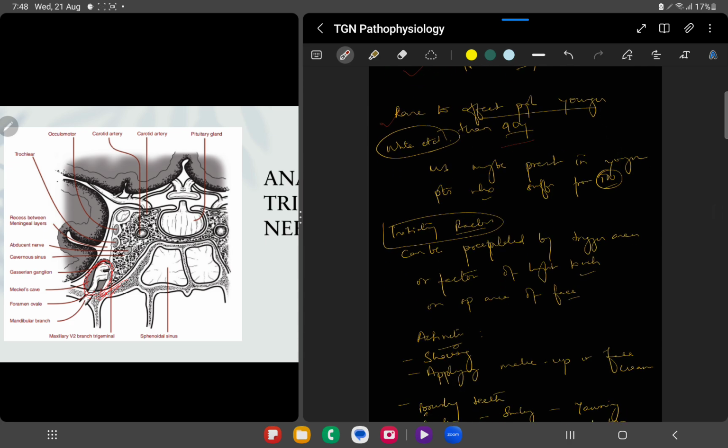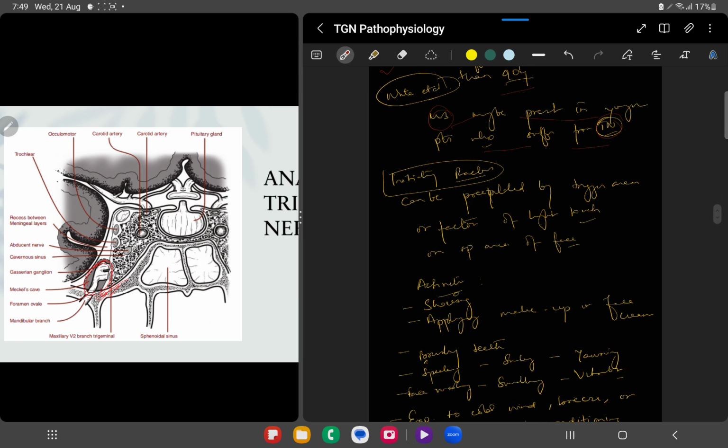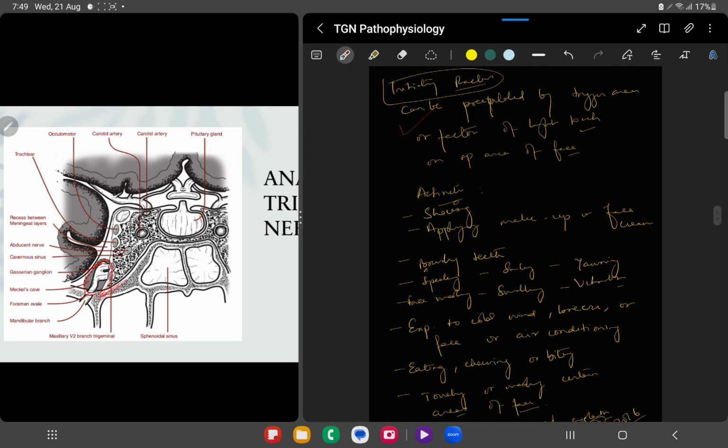However, exceptions always exist. It may be present in younger patients who suffer from trigeminal neuralgia. Multiple sclerosis may be present in younger patients. So the initiating factors can be precipitated by the trigger areas or by touching the areas of the face. So patients try to avoid touching these areas or doing the activities that trigger these.